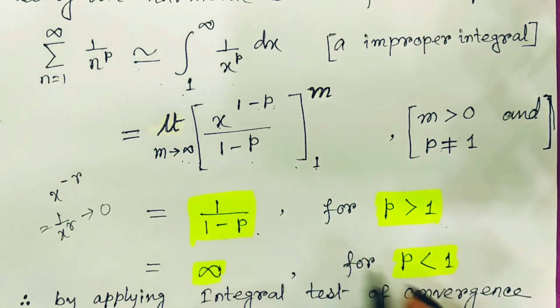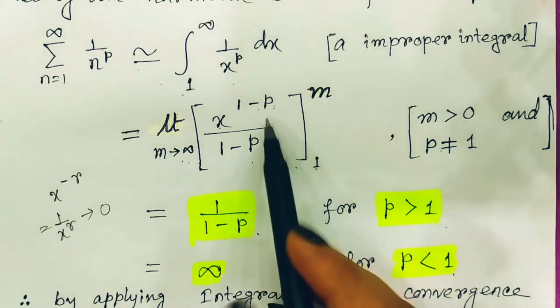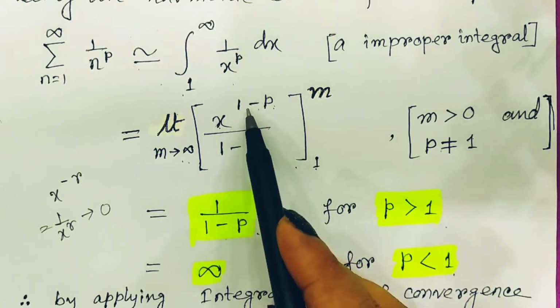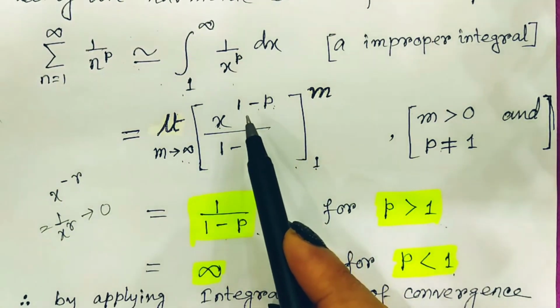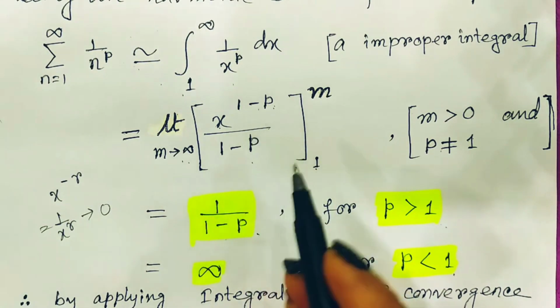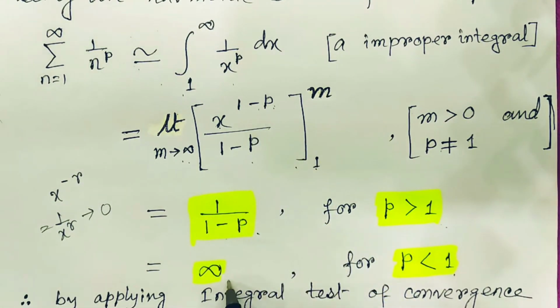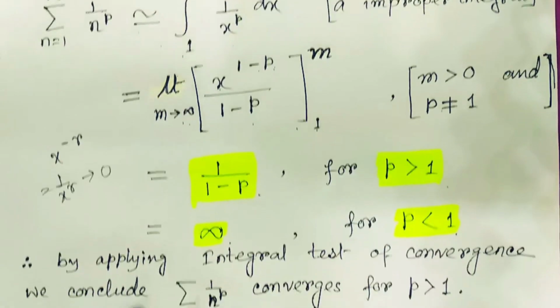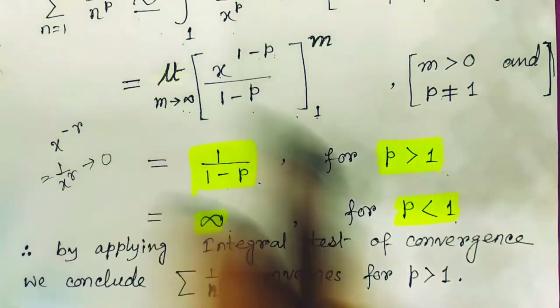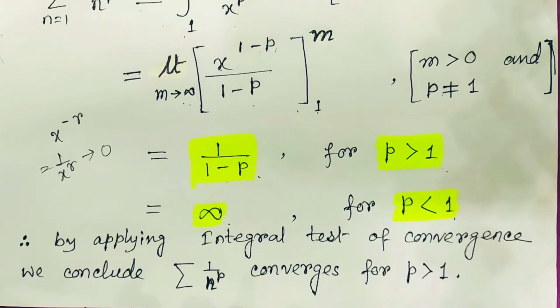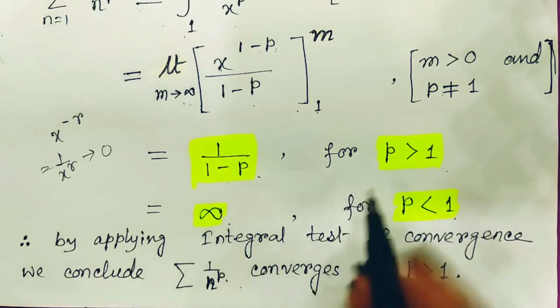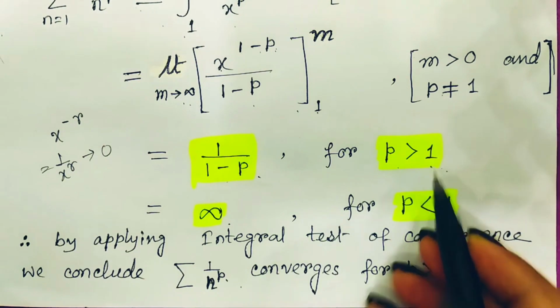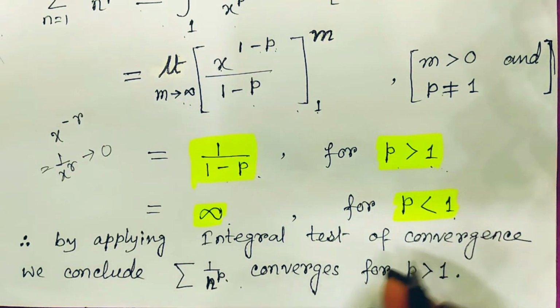And when p is less than 1, the power of x is positive. As it goes towards infinity, the value goes towards infinity again, so finally we get infinity. By applying the integral test, we conclude that the given p series is convergent when the p value is greater than 1, and it is divergent when the p value is less than 1.